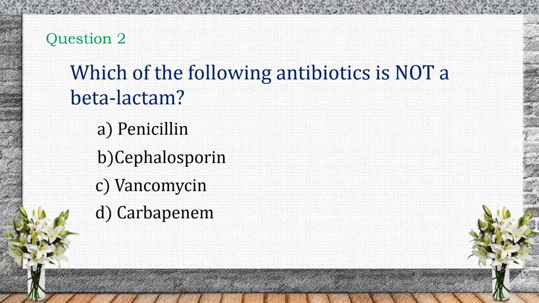Question 2. Which of the following antibiotics is not a beta-lactam? Correct answer, C. Vancomycin. Vancomycin is a glycopeptide antibiotic that inhibits bacterial cell wall synthesis by binding directly to peptidoglycan precursors, not by targeting penicillin-binding proteins. All other options contain the characteristic beta-lactam ring and are classified as beta-lactams.